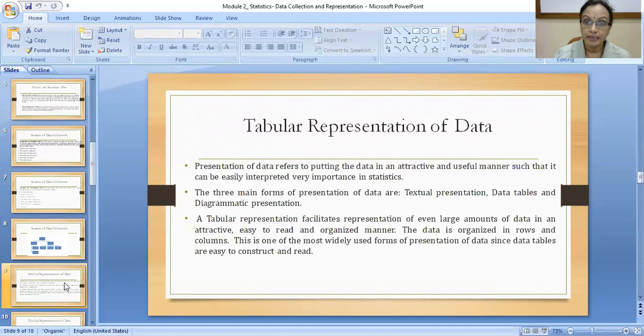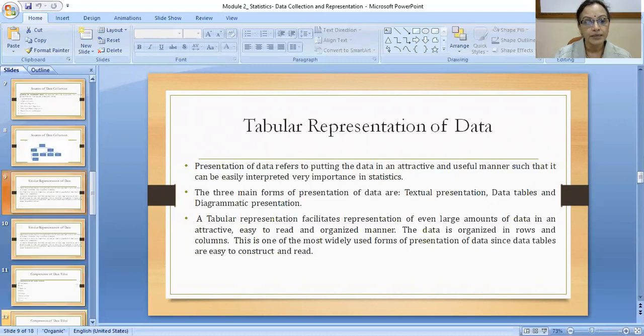So a tabular representation facilitates representation of even large amounts of data in an attractive, easy to read and organized manner. The data is organized in rows and columns. This is one of the most widely used forms of presentation of data, since data tables are easy to construct and read.